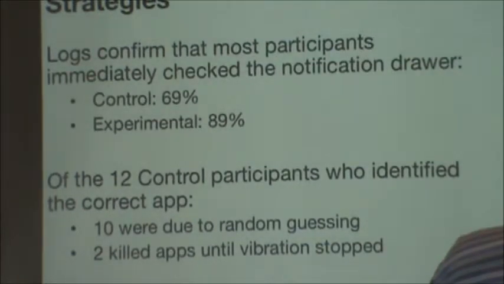Looking at the strategies, we instrumented the devices to collect logs of where people were touching on the screen and what sort of information they expanded, and we confirmed that a vast majority of participants in both conditions looked at the notification bar. Of course, only those in the experimental condition had information there that was helpful to them. There were 12 who did so correctly in the control condition, as I mentioned, and in the exit survey, we found that 10 of them simply admitted to randomly guessing because they had no idea. 2 participants actually said they went through the process list and killed apps app by app until the device stopped, which is the only way of actually determining it.